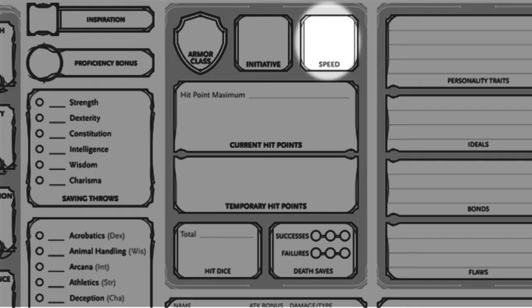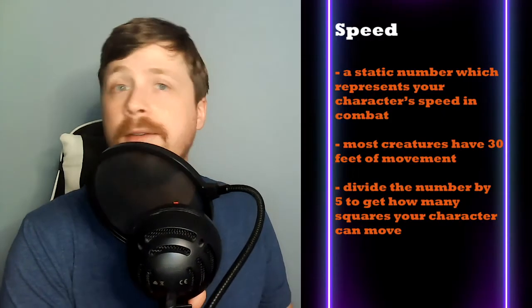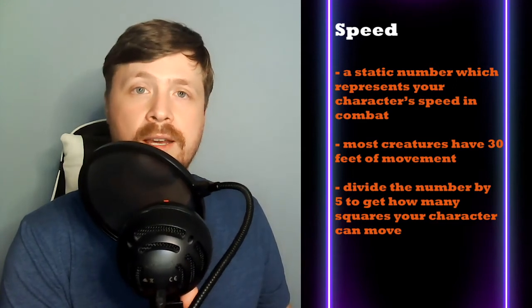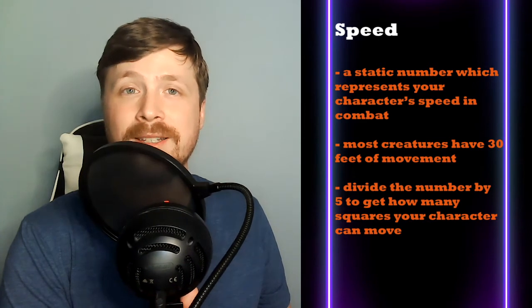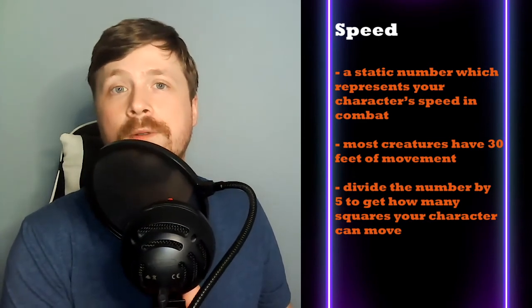Speed is your character's movement and is primarily dictated by your race. However, this can also be influenced by a character's class. If your table is playing on a grid, each space is usually representing about 5 feet of movement. If you divide your speed by 5, you'll get the number of squares that you can move during a given round of combat.